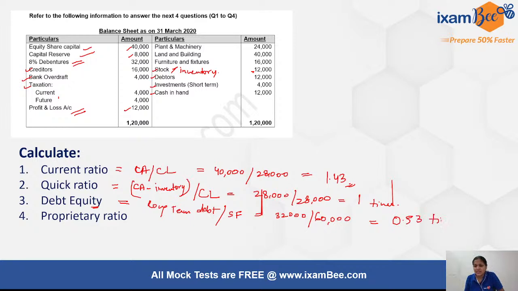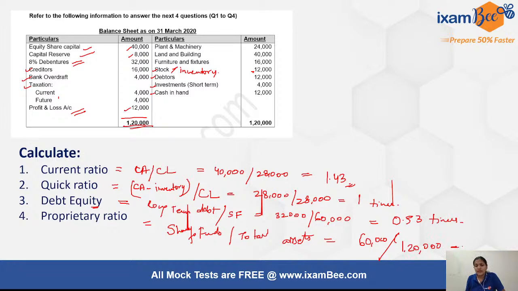And the last ratio relates to proprietary ratio, which is proprietary funds, right? Proprietary funds are basically indicated by your shareholders funds, divided by your total assets. Shareholder fund we already calculated here, it was 60,000, and our total assets are already given here, which is the balance sheet total also, which is 1,20,000. So my proprietary ratio becomes 50% or 0.5.